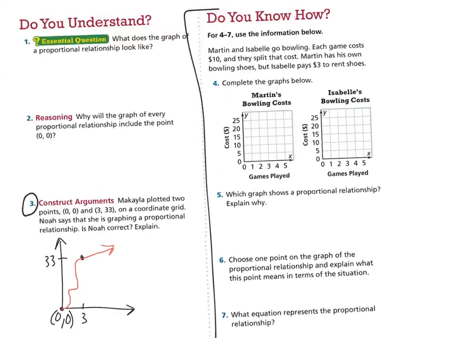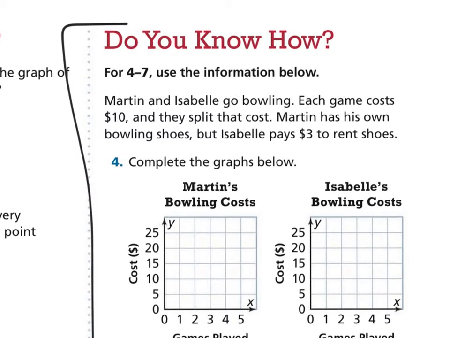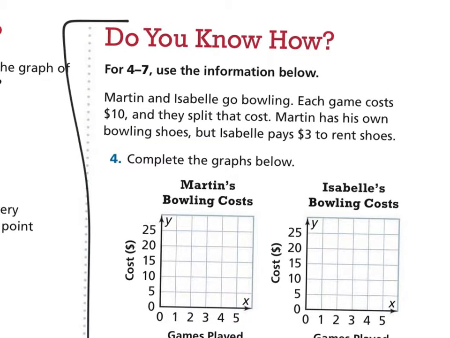So if we look at the problem: Martin and Isabel go bowling. Each game costs $10, and they split that cost. Martin has his own bowling shoes. Isabel pays $3 to rent shoes. So they want us to complete the graphs here.